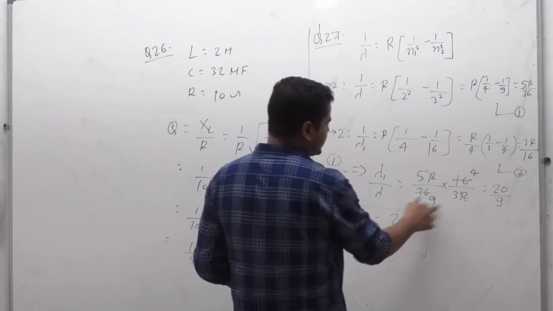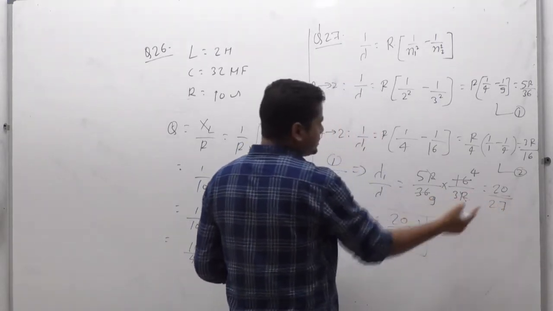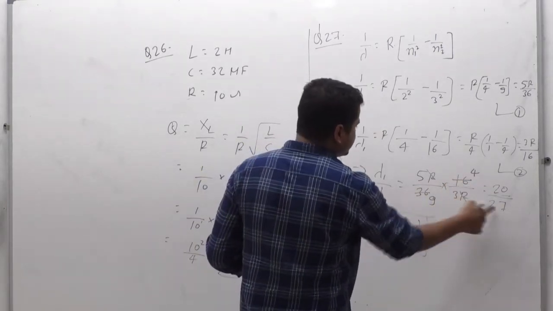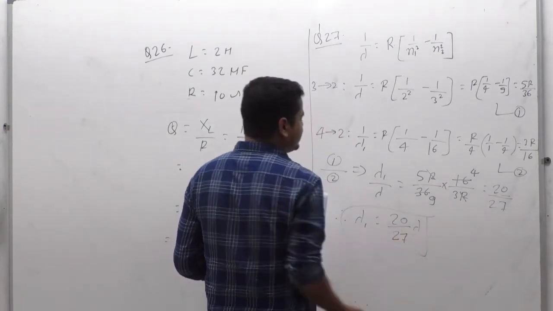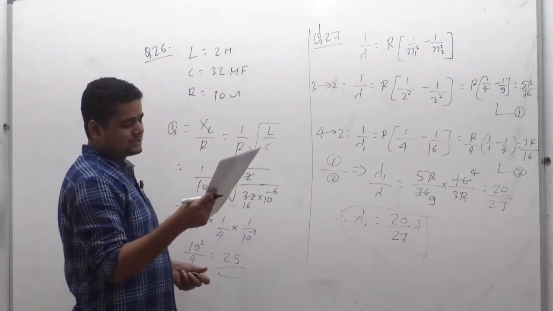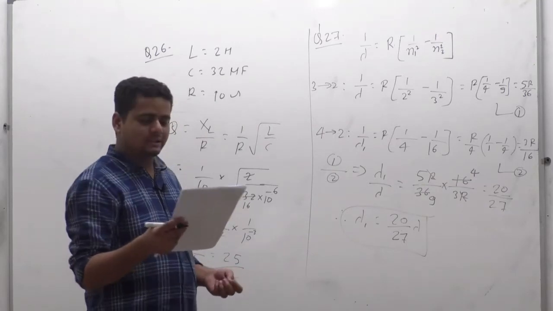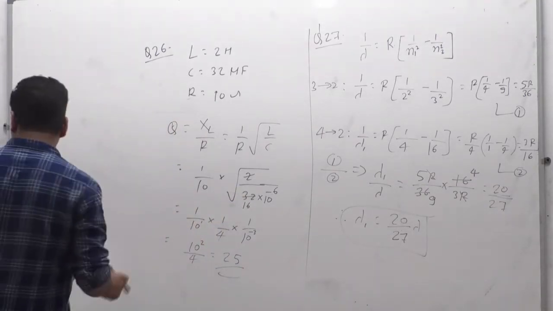Sorry, 9 into 3 will be 27. Make it correct: 9 into 3 is 27. So this is 5 into 4, 20, and 9 into 3 is 27. So this will be 20 lambda by 27. Which option is matching with that? 20 lambda by 27, option B. So option B is the correct answer for question number 27. Okay, next we can go through question number 28.